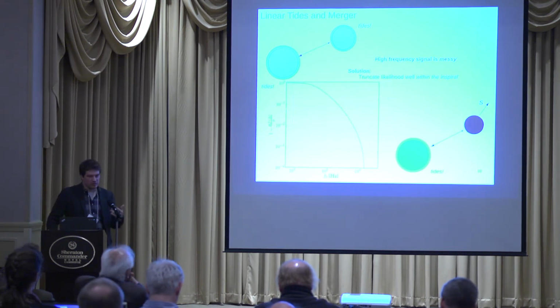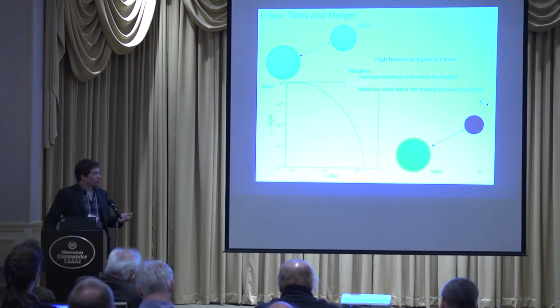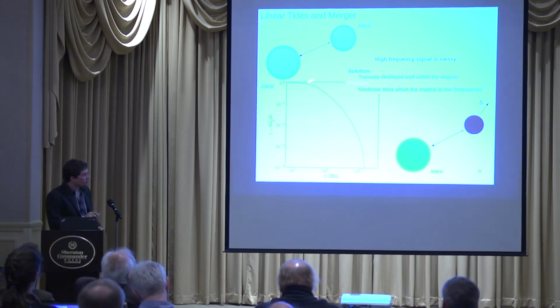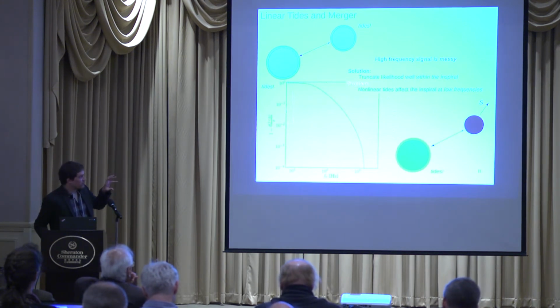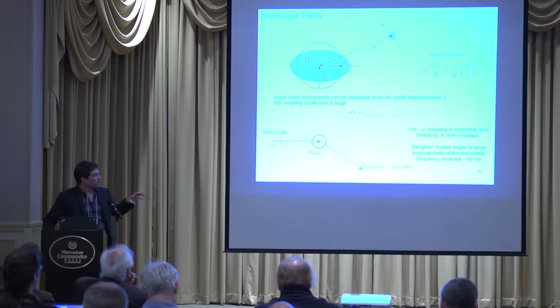The problem with that, and here's the cautionary tale, is if nonlinear tides that are raised within the neutron stars are large and significant, those affect exactly this part of the signal and mess up exactly where you think you have a good model. So before I give you the punchline of exactly how much this can mess us up, let's describe what these nonlinear tides are a little bit more.